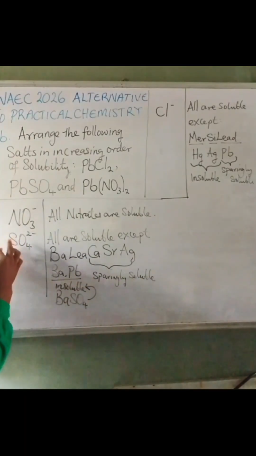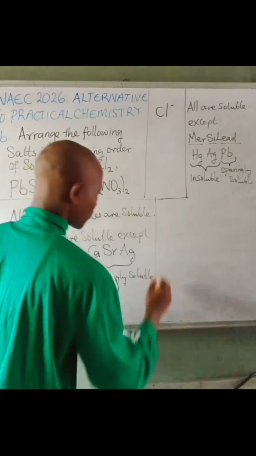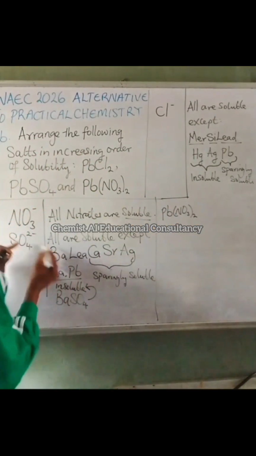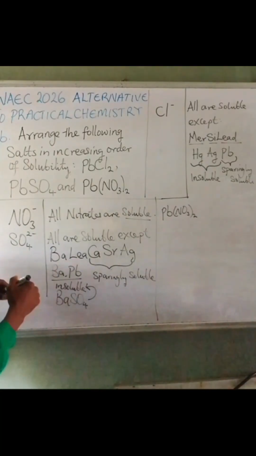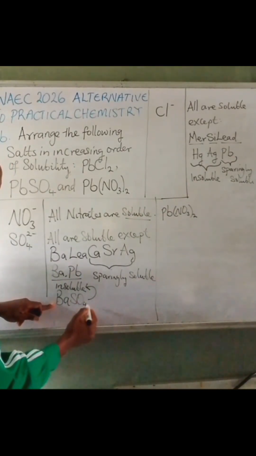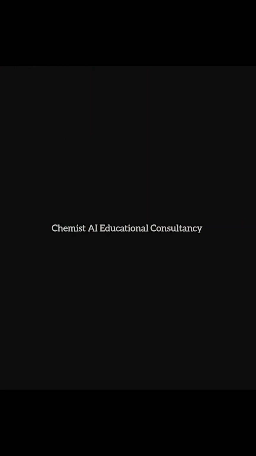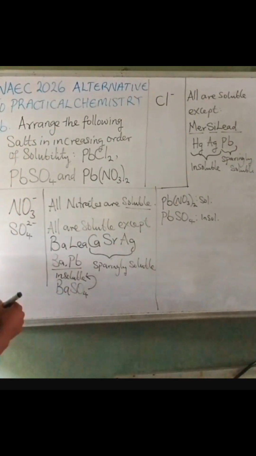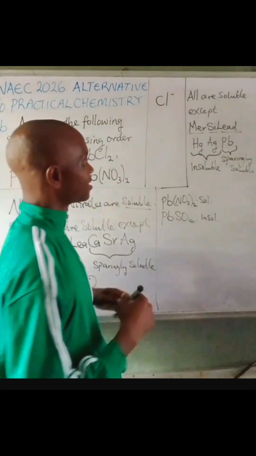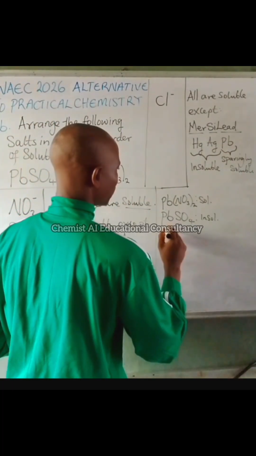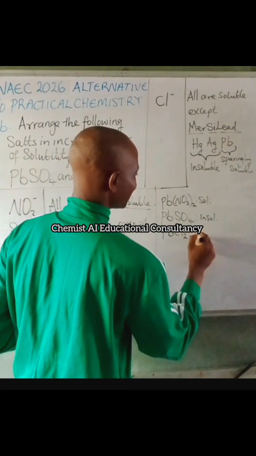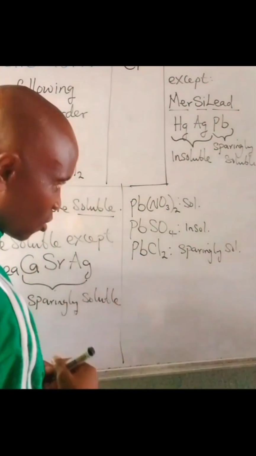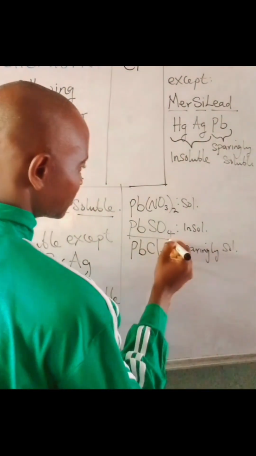So from the solubility rule of nitrates, we are able to find out that lead 2 nitrate is soluble. And from the solubility of sulfates, we have found out that lead 2 sulfate is insoluble. This one is soluble, this one is insoluble. And again, from the solubility rule of chlorides, we have found out that chloride of lead 2 is sparingly soluble. Therefore, to arrange this in increasing order of solubility, the first should be this, which is insoluble.